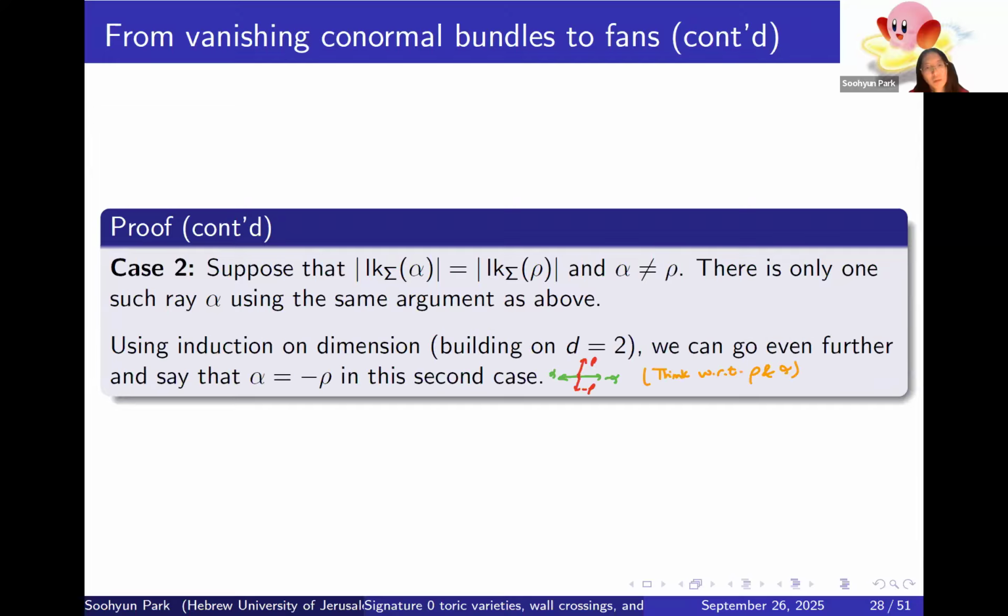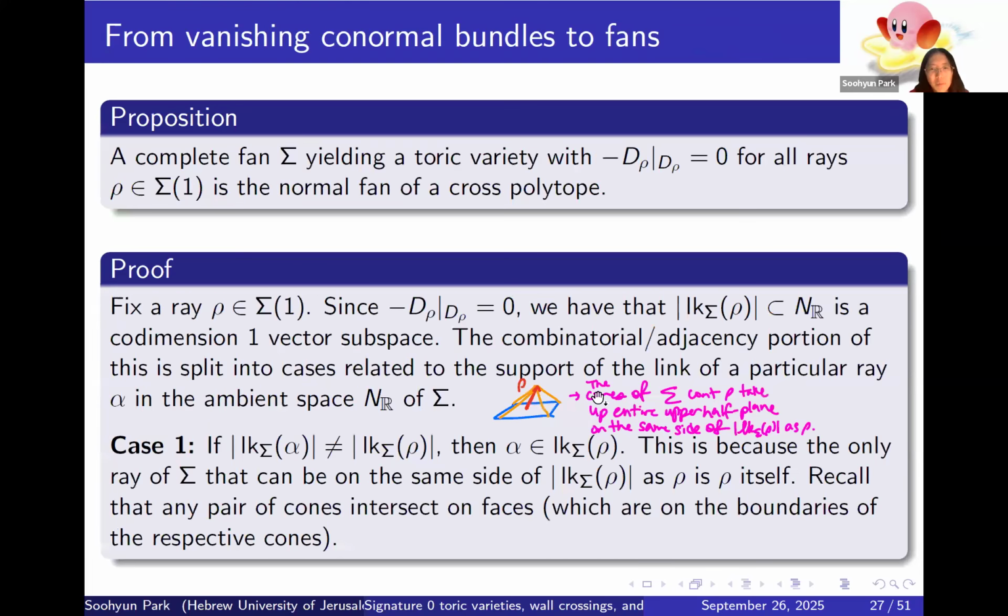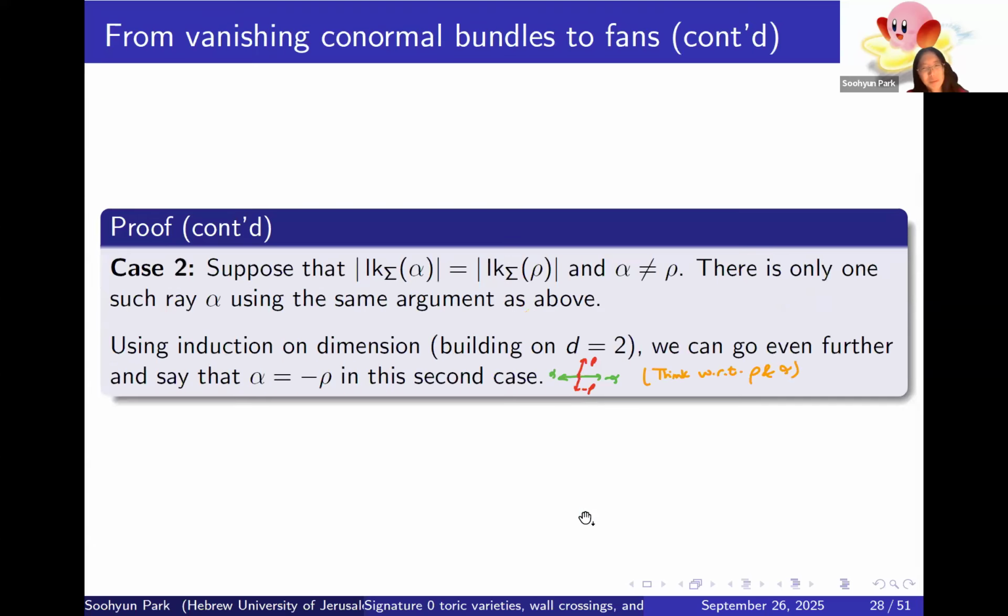And in this particular case, you can actually use induction on dimension to go even further and say that, yes, we do end up with a bunch of antipodal points forming rays. And that's just using induction inside the hyperplane, intersecting 2 of these different supports. But I'm not going to get into it because we're not going to use it in further arguments.